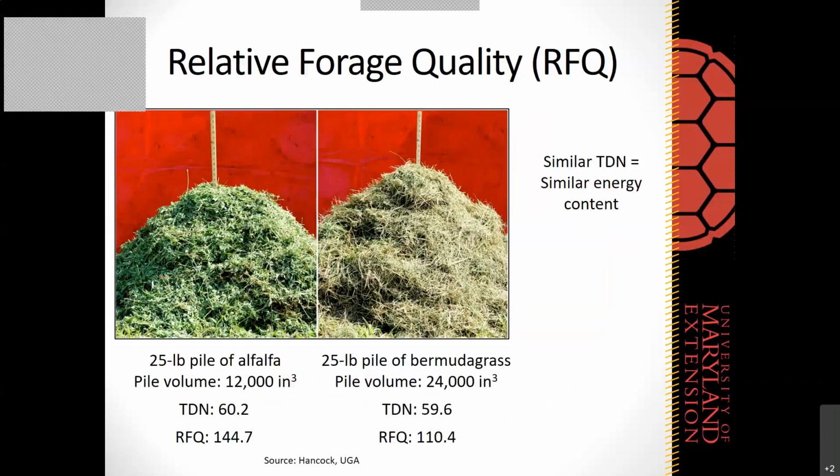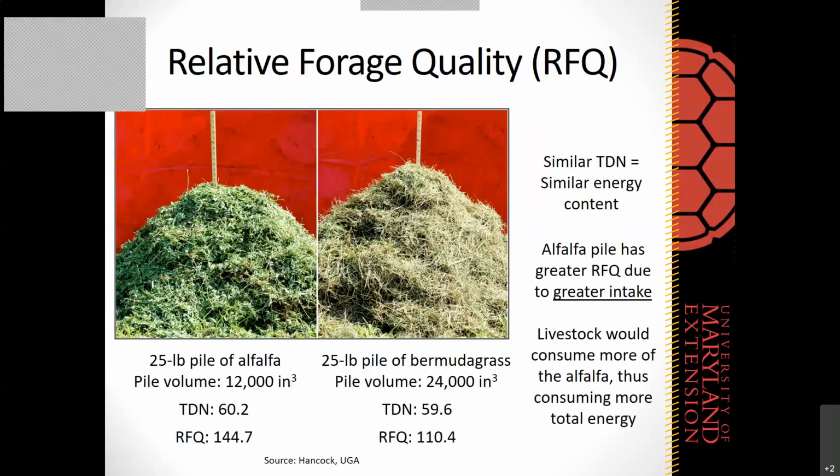Why is this? Well, the alfalfa pile has a higher RFQ because they can eat more of it. You're able to consume more of the alfalfa, so they're able to consume more total energy as a whole than they are from the Bermuda grass.